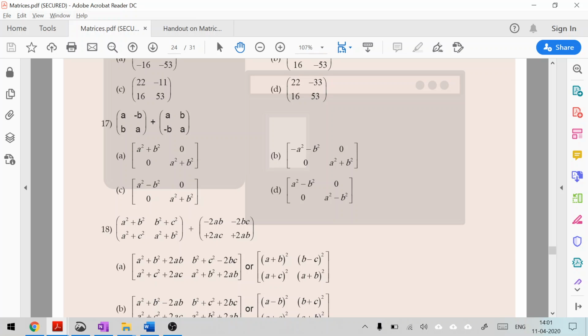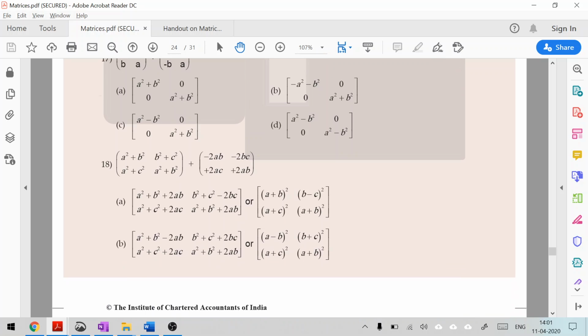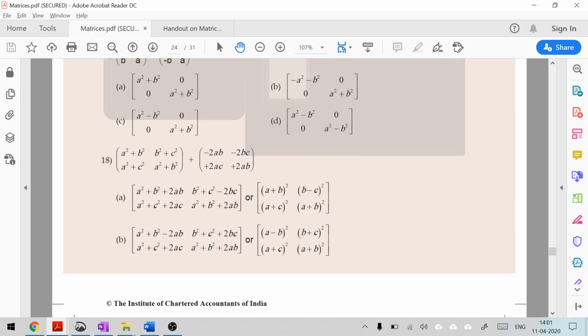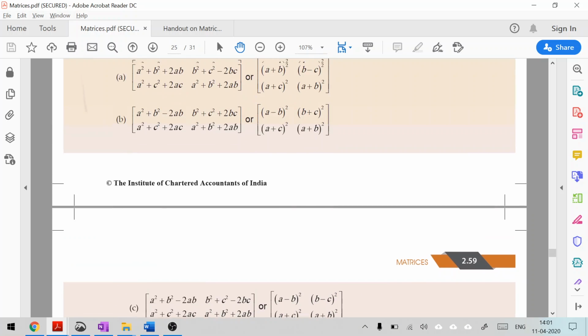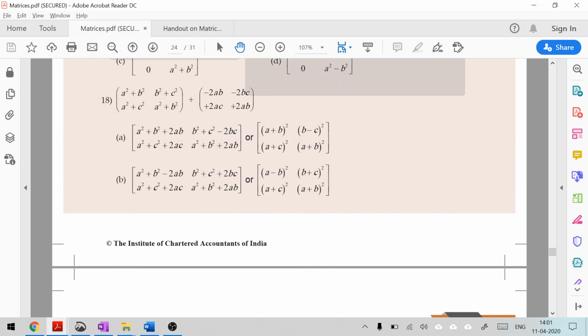Okay, all you have to do is addition. It is going to be very simple. You just have to add it element by element. For example, the first element will be a square plus b square minus 2ab. What is a square plus b square minus 2ab? A minus b the whole square. Okay, let's see if we have that. A minus b the whole square is in option B. Is it there in any other option? It's there in C also, it's there in D also. So we eliminate option A.